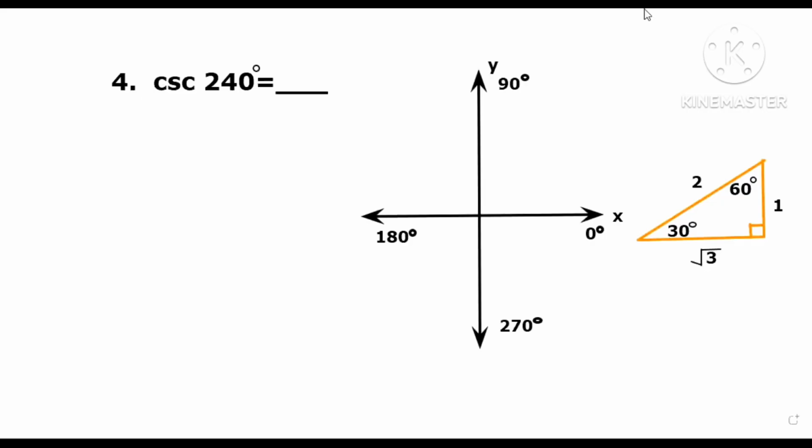Number 4, cosecant of 240 degrees. So again, let us locate 240 degrees. So 240 degrees is somewhere here in the third quadrant, no? Because 240 is 180 plus 60. So it must be somewhere here. Okay? So from this point up to this point is 240 degrees. Now, where is our reference angle? No? So the reference angle is the positive acute angle made by the terminal with the x-axis. So that reference angle is this angle.